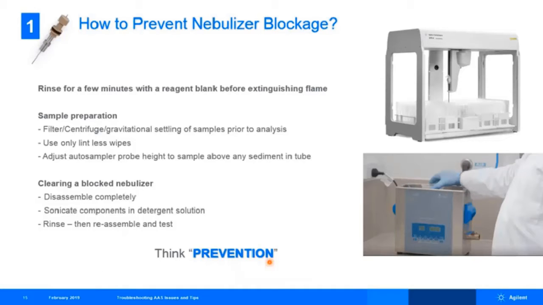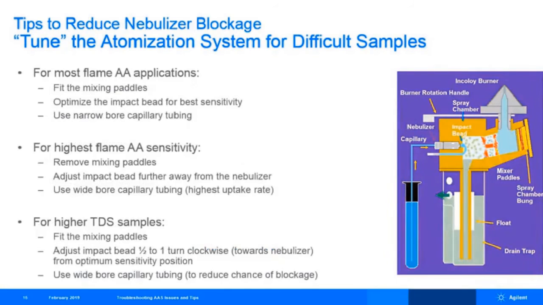But as we said earlier, the most critical thing is really to think about prevention. And taking some care with sample preparation and rinsing your sample introduction system can give you great benefits in helping you to prevent nebulizer blockage occurring in the first place. We should also think about some things that we need to do to help us tune the atomization system, because that can also help us to reduce nebulizer blockage.